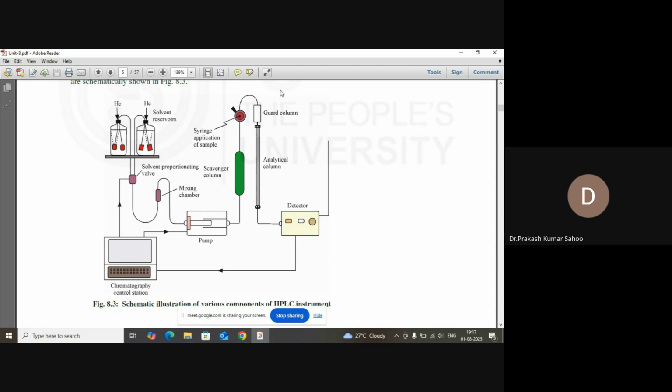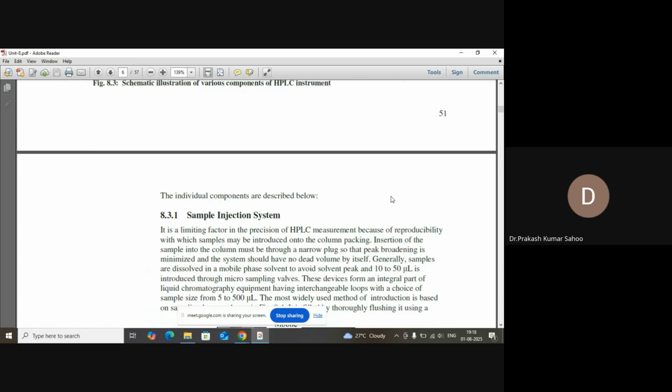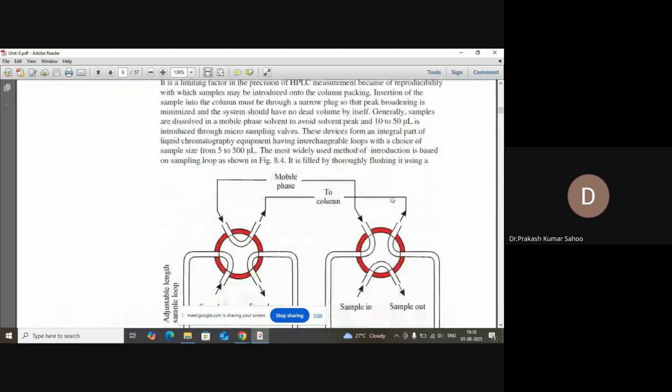So this is the flow of your sample from mobile phase to stationary phase, and your stationary phase is of two types here, that is the scavenger or guard column, and your analytical column. So through these three columns the sample is passed, and based on the interaction your detector detects these different components.